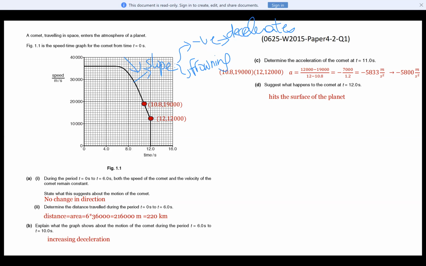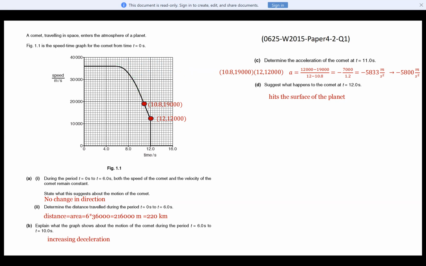Let's look at the slope. So let's look at the slope at this point here versus, for example, the slope at this point here. What is the difference? Which one of these is steeper? Of course, this one here is steeper. So the slope as a magnitude, as a number, is increasing, but it's increasing in the negative. So therefore, we say that the deceleration is increasing.